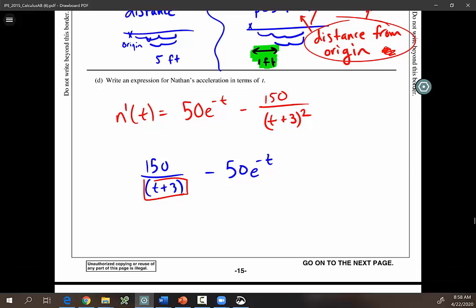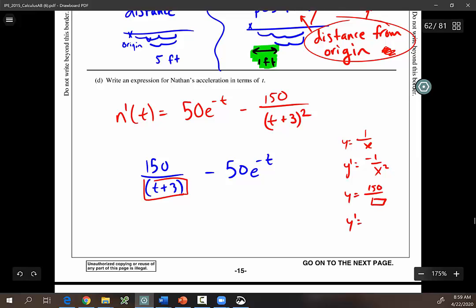I don't like to, because there's no t in the numerator. So if there's no t in the numerator, what I think of is, what does this look like? It kind of looks like y equals 1 over x. Well, the derivative of 1 over x, that's reverse power rule, negative 1 over x squared. So now, instead, we have y equals 1 over box, or 150 over box. So y prime is going to be negative 150 over box squared times the derivative of the box. So that's negative 150 over t plus 3 squared times 1.